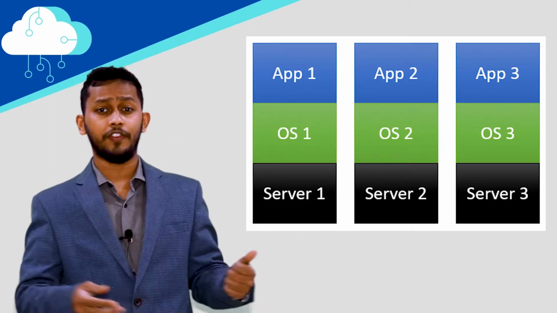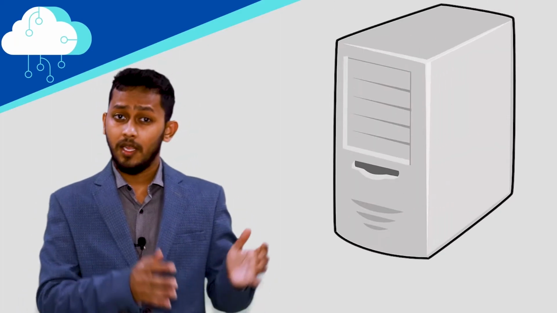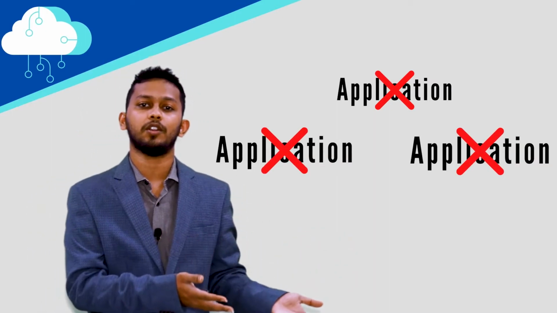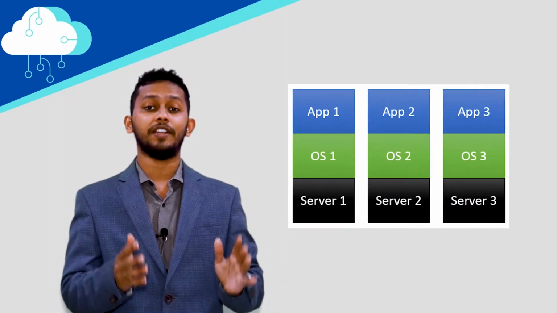So initially there were different applications running on different servers. Was it that the servers were not capable of running multiple applications on a single server? No, that wasn't the case. The servers were totally capable. But the challenge was, if one application fails, it might lead to the failure of all the other applications running on that particular server. So it was better to have different applications on different servers.